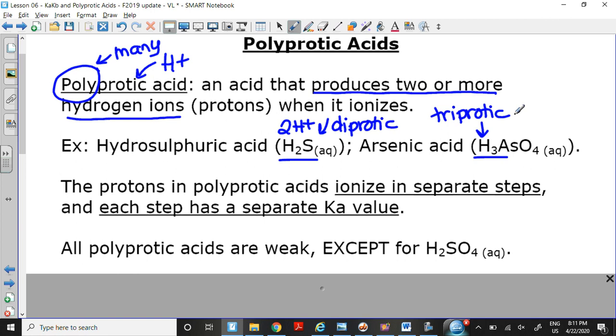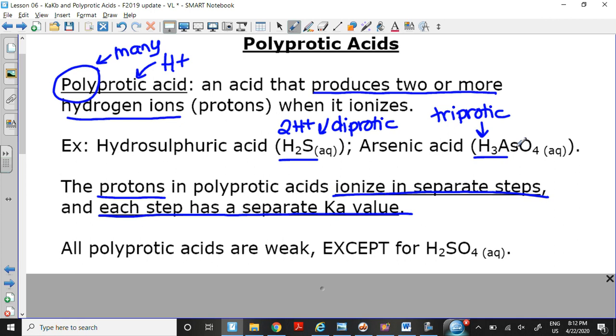Now, what makes these a little bit different from the other acids is that since there are multiple protons and these are weak acids, each of these protons has its own separate step for ionizing. And each step, guess what, gets its own Ka value. So in a diprotic acid, there are 2 ionization steps and 2 Ka values. For arsenic acid, there are 3 ionization steps and 3 Ka values.